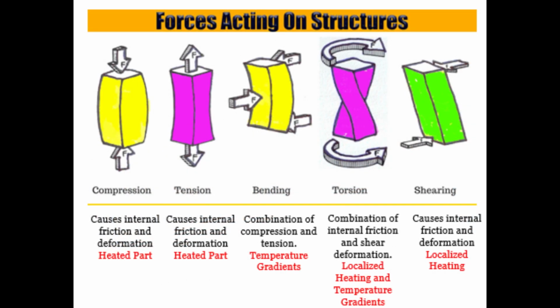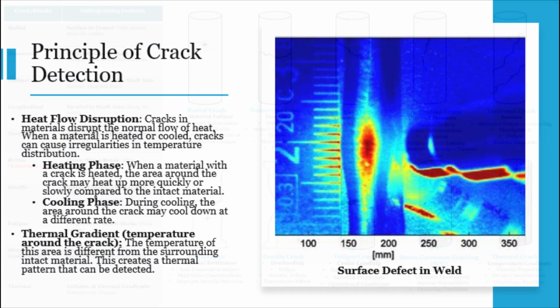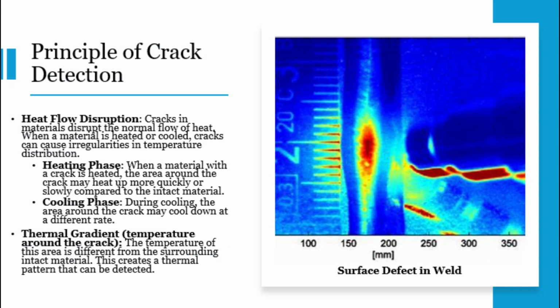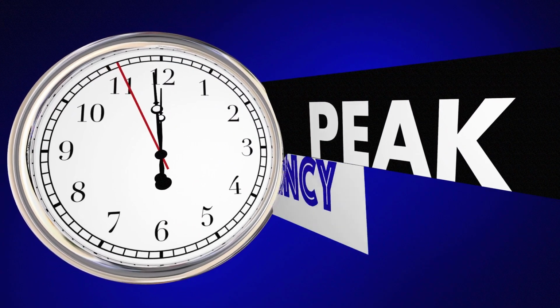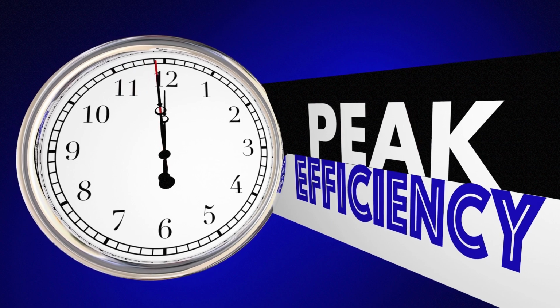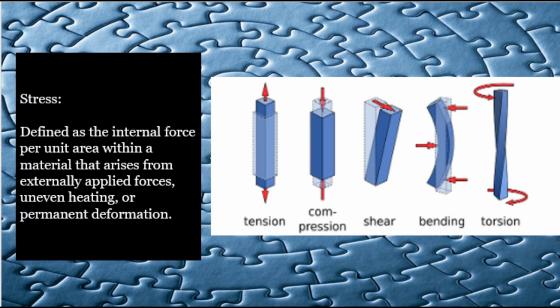In this video, we'll dive deep into the types of stress that impact machine components, explore the different types of cracks they leave behind, and reveal how to use thermal imaging to visualize these hidden threats. Stick around, because by the end, you'll know exactly what signs to look for to keep your machines running at their peak efficiency.